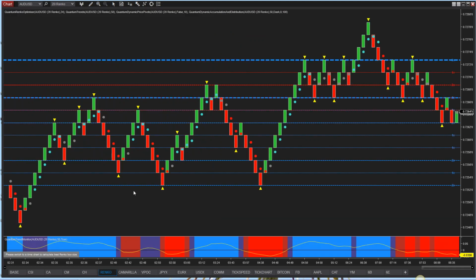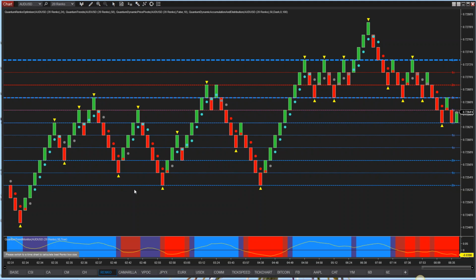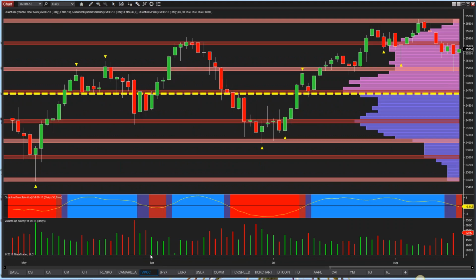Just moving over to Renko, I know Anna's touched on non-time-based charts, but just to show you, support and resistance works in exactly the same way. This is a non-time-based chart. We've got the Camarilla levels here. This is on gold. I've got this on 15-minute, and through to the VPOC on the daily chart for the YM. This is an index, a future.